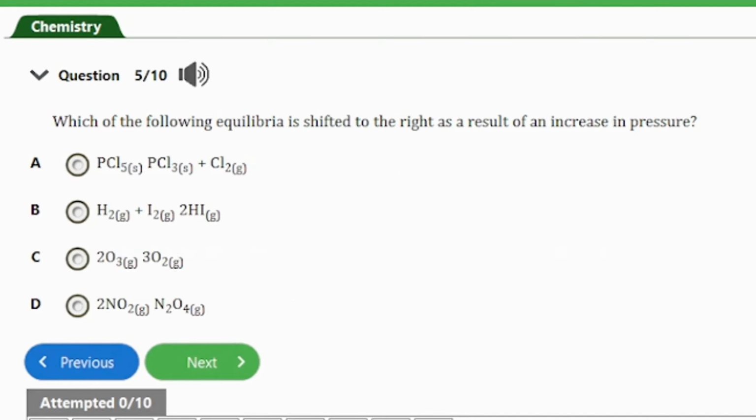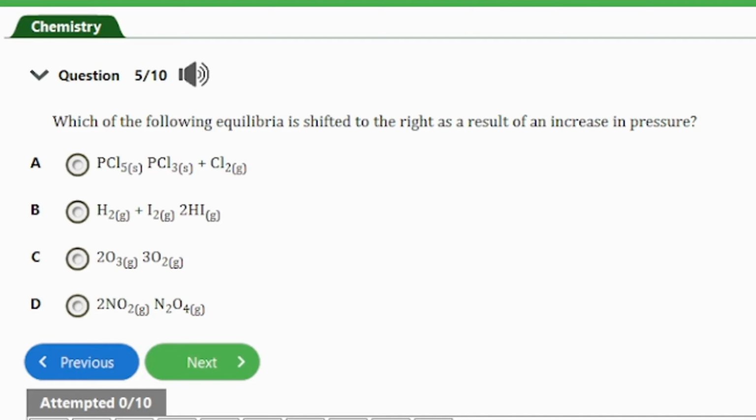So guys, the next question we have here is question number 5, and it says, which of the following equilibria is shifted to the right as a result of an increase in pressure? A, phosphorus pentachloride solid yielding phosphorus trichloride and chlorine gas. Option B, hydrogen gas plus iodine gas to yield hydrogen iodide. C, 2 molecules of ozone gas to yield 3 molecules of oxygen gas. And then D, 2 molecules of nitrogen dioxide to yield dinitrogen tetroxide, that's 1 molecule of dinitrogen tetroxide.